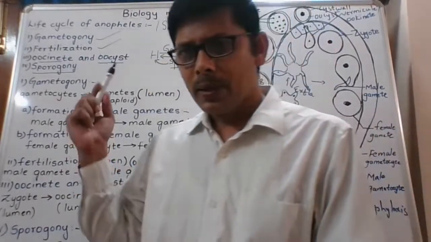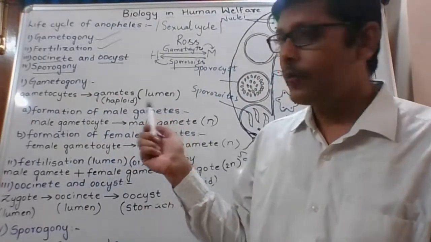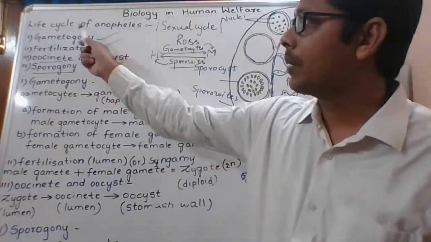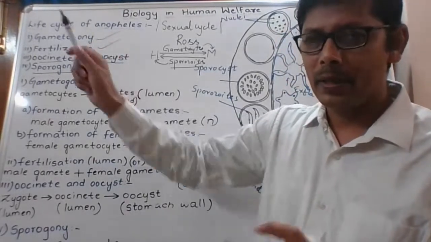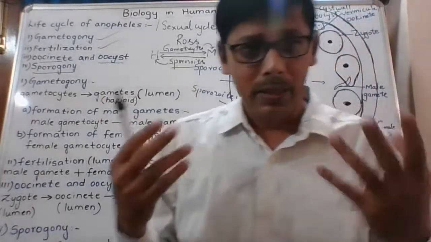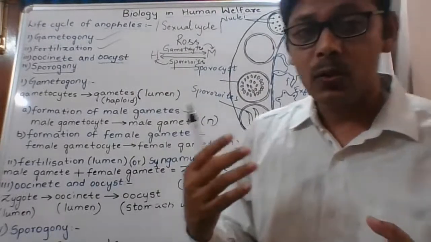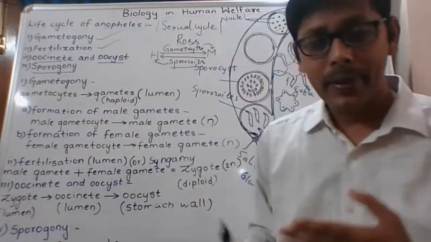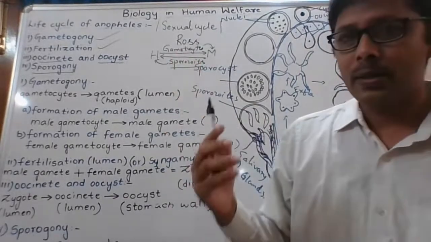Okay, it is the life cycle of Plasmodium in the mosquito, the female Anopheles mosquito. I have written here life cycle of Plasmodium in mosquito Anopheles. It is not the life cycle of Anopheles. It is the life cycle of Plasmodium in Anopheles. It is also called the sexual cycle, or we can say the mosquito phase, also called the Ross cycle.